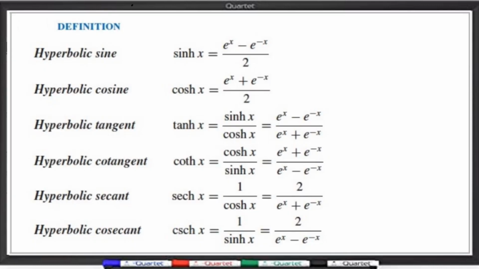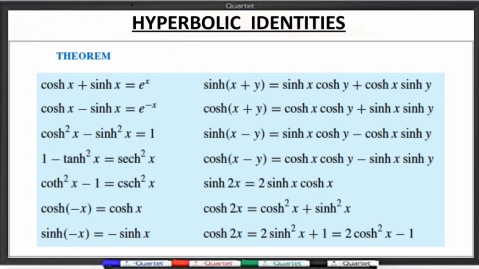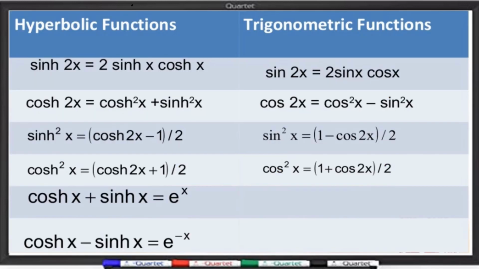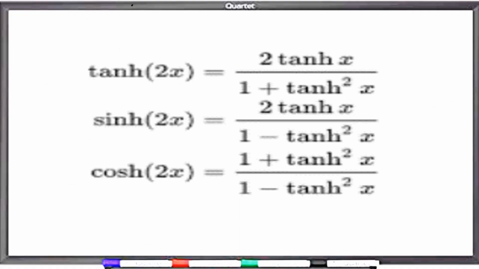This slide shows the definition of hyperbolic functions in terms of natural exponential functions. This slide shows some of the important hyperbolic identities that we can apply in the process of getting its derivatives. This slide shows the comparison between hyperbolic and trigonometric identities. Here is another slide showing the comparison between hyperbolic and trigonometric identities. Here are some more hyperbolic identities.